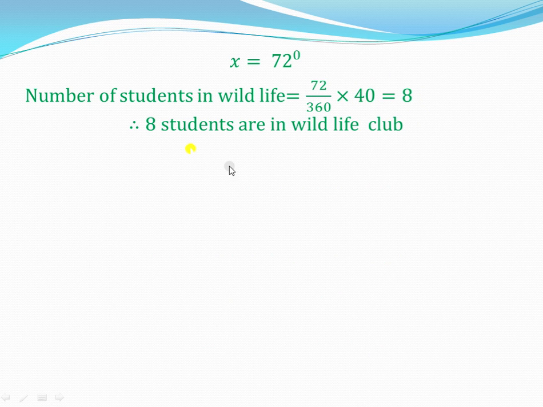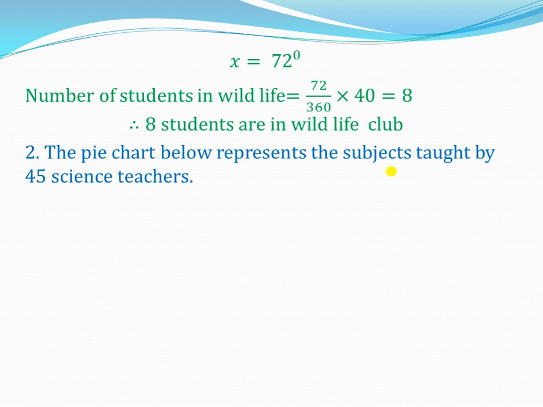So how do we conclude? We simply conclude by saying 8 students are in the wildlife club. And that gives us our answer. Let's look at the next question.